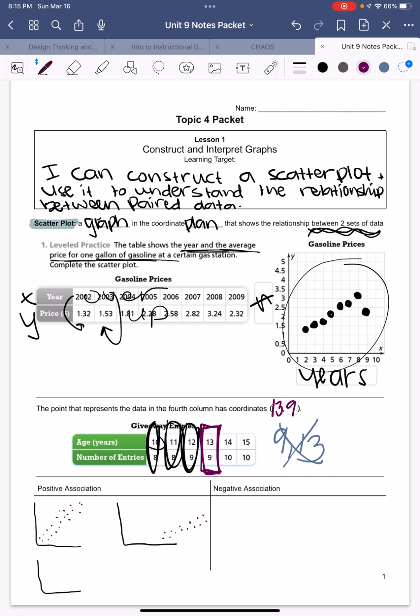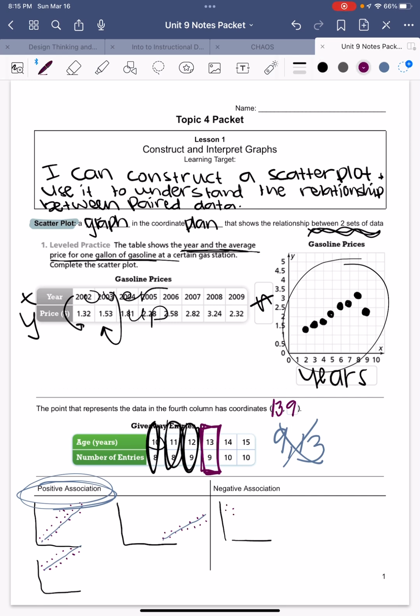Or it could start more towards the top. It doesn't have anything to do with its starting point. It just has to do with, are they getting higher and higher? Those are positive associations. So then the opposite would be a negative association.